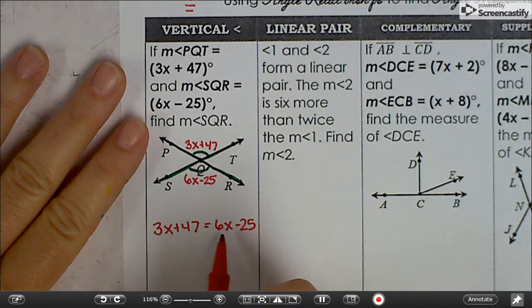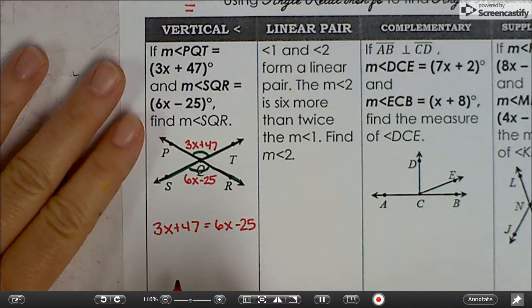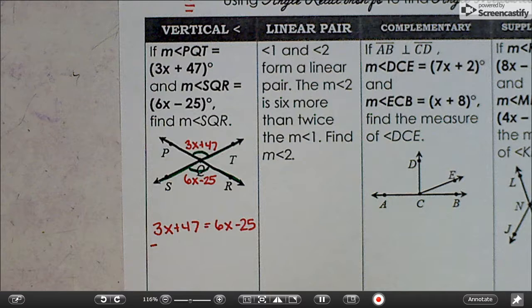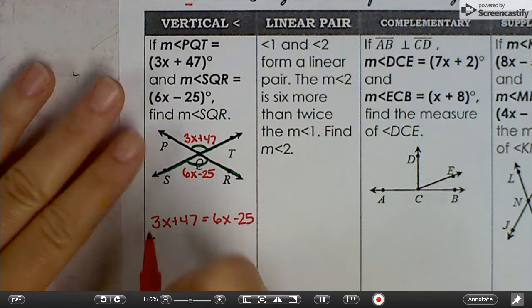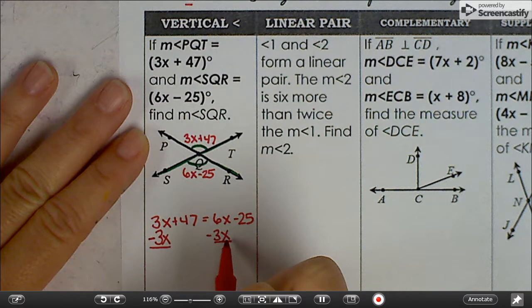So we're going to start here. We set them up equal because they're vertical angles. So I'm going to solve this. Remember, when you solve equations, there are 4 different ways to start. I'm just going to choose one of them. I'm going to move the x's, 3x, take it off of this side, put it back on that side.